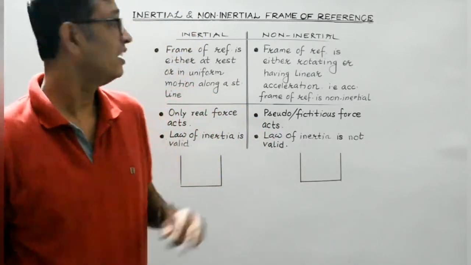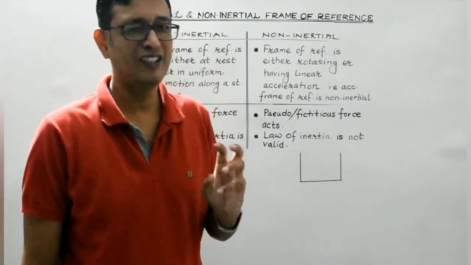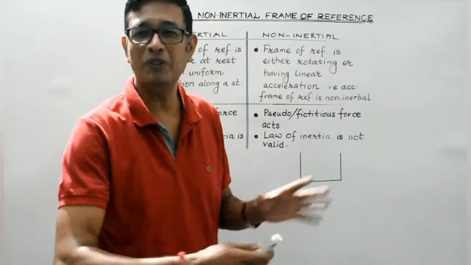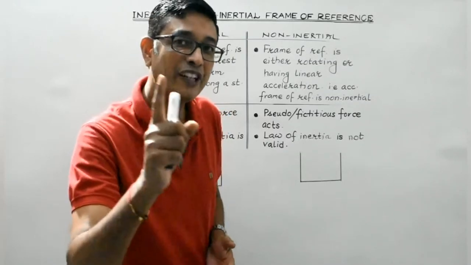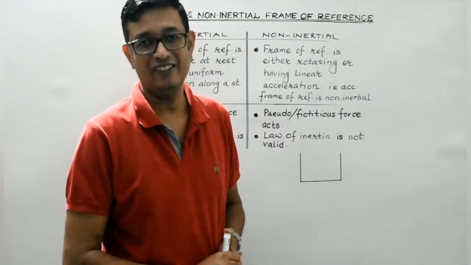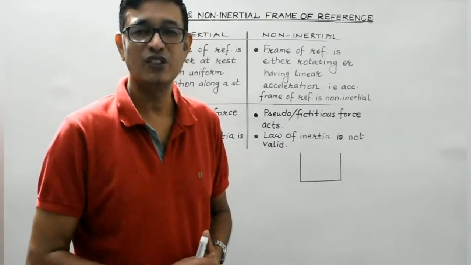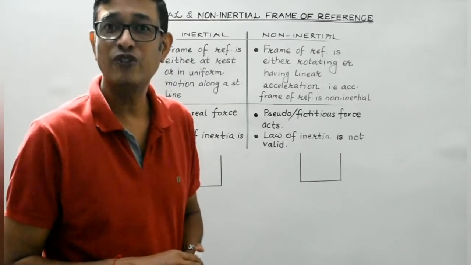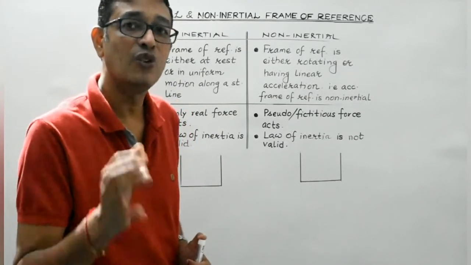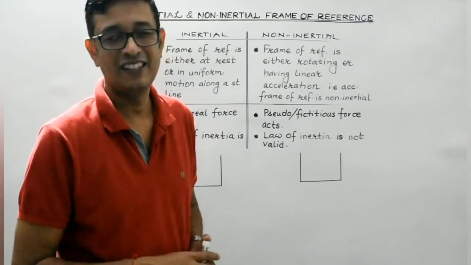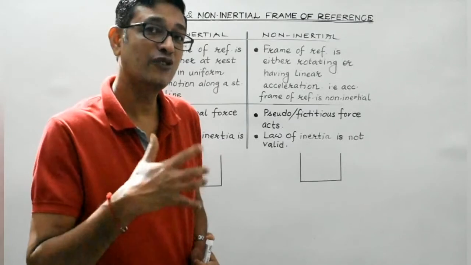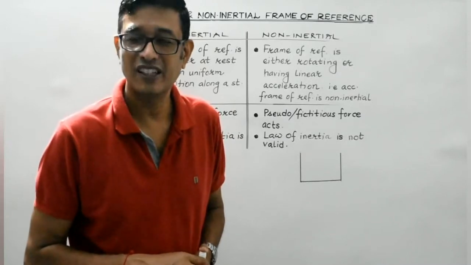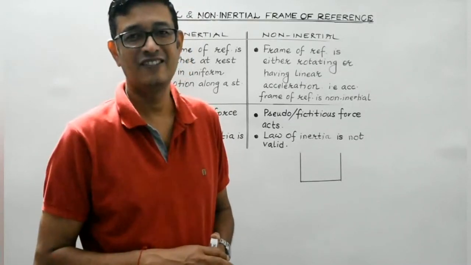frame of reference. In the case of inertial frame of reference, only real forces act. While in the case of non-inertial frame of reference, we have discussed in so many examples, pseudo or fictitious force comes into play, right? And third, most importantly, students, inertial frame of reference is that frame of reference in which the law of inertia, which is Newton's first law of motion, holds good or it is valid. While on the other hand, in the case of non-inertial, that is accelerated frame of reference, Newton's first law of motion, that is the law of inertia, is not valid, right?